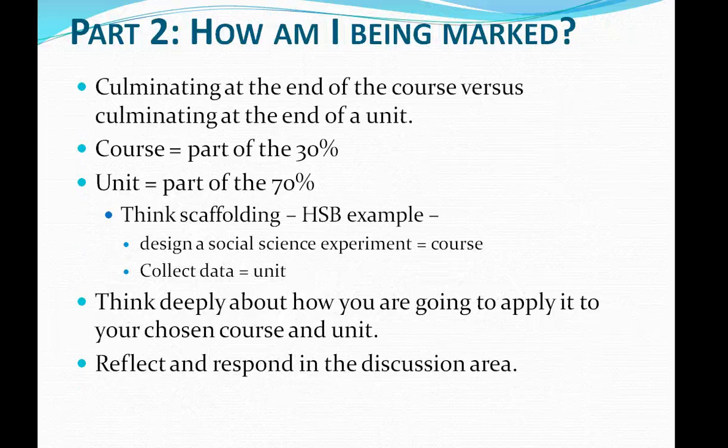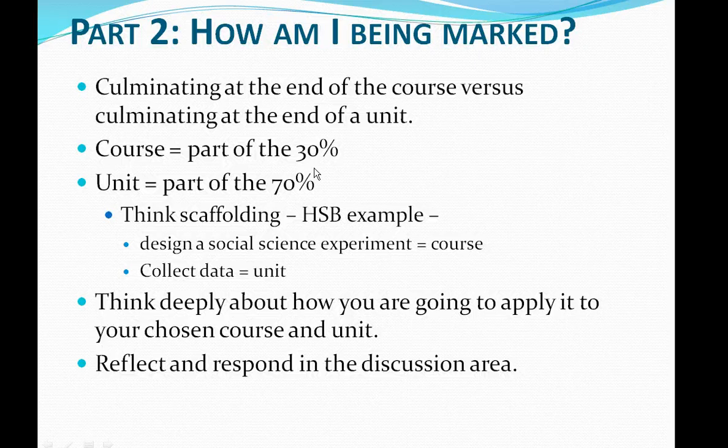Part 2, how am I being marked? Students ask me that every single day. Is this for big marks or little marks? So big marks to them is evaluation pieces, and little marks to them is assessment. So culminating at the end of the course versus culminating at the end of a unit. There is a 70% and a 30% split in all high school courses, and you can't change that split. So on your course outline, there should reflect a 70-30 split.